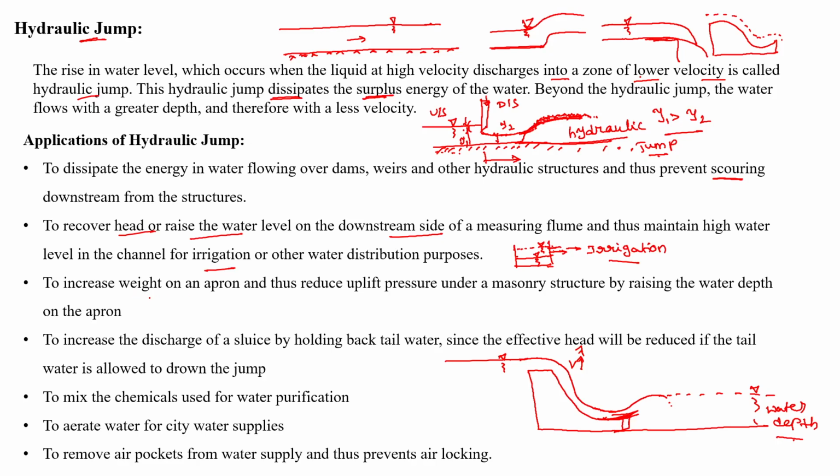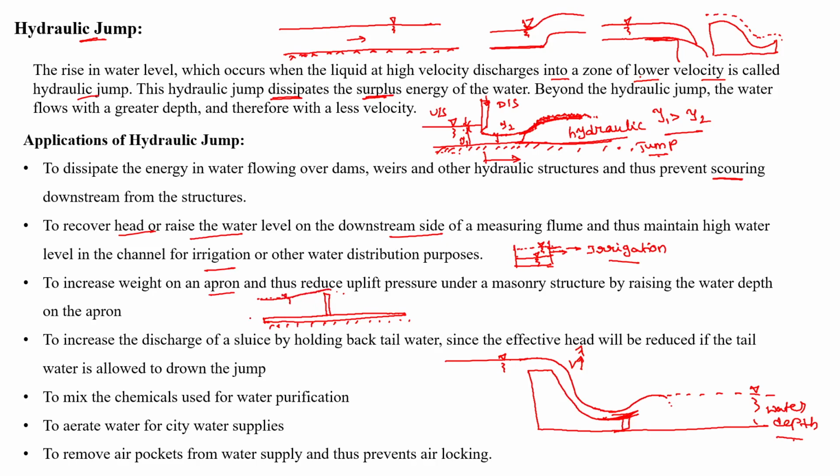And the third application is to increase the weight on the apron. I think most of you know what an apron is. This is a structure built at the downstream of the weir or dams, and thus it reduces the uplift pressure under the masonry structure by raising the water depth. Let me draw this figure, so maybe it will be clear for you. Many of you might have seen this in irrigation engineering. Let's say this is a weir, and water is flowing over this particular place. Water is flowing in this manner.